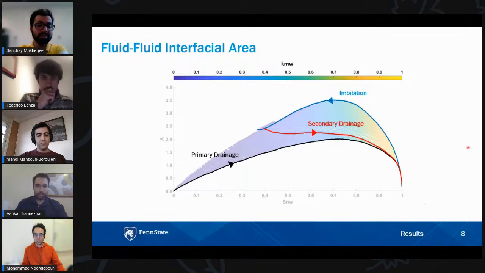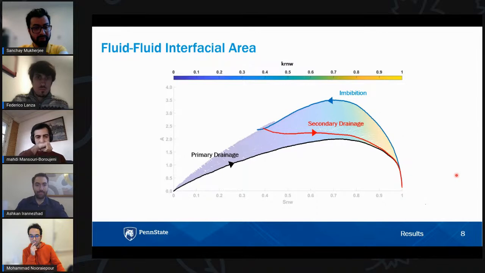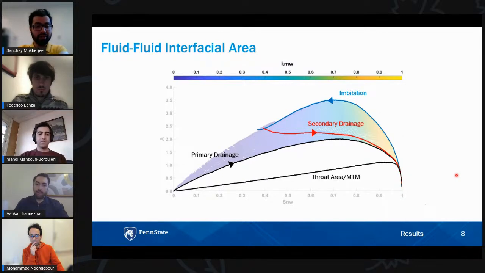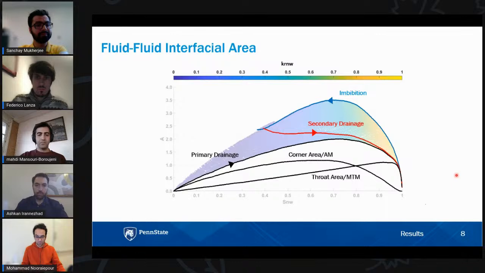The imbibition and secondary drainage curves follow similar trends. However, the imbibition has a much higher peak than the primary drainage due to the snapping off or trapping effect of the non-wetting phase. In this study, we have also calculated the throat areas or the MTMs and the corner areas or the arc menisci.